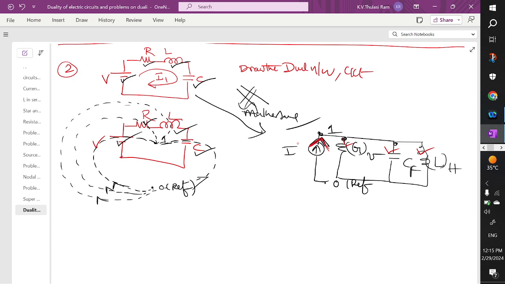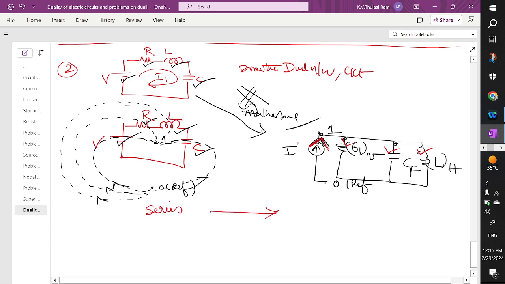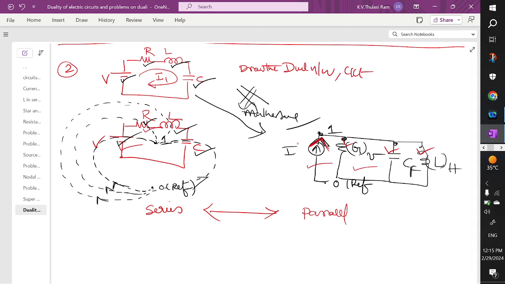So you can see here all the elements are connected in series. Here the dual for this, all the elements are connected in parallel. So here you have a voltage source, here you are going to have a current source. Here you have a resistor, the dual is conductance. Here you have an inductor, the dual is capacitor.